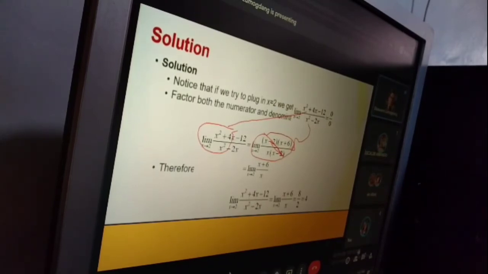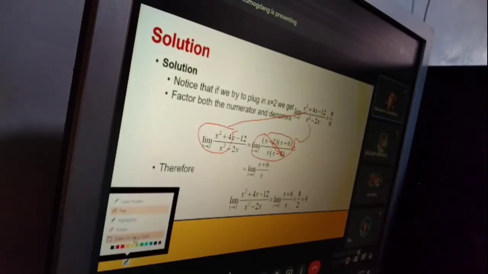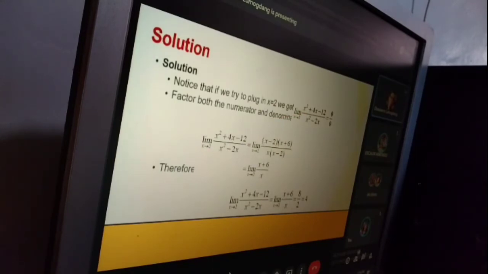Pwede ka na ngayong mag-direct substitution. Si x palitan mo ng 2. 2 plus 6 is 8 over 2 is 4. Na-gets na? Naintindihan na? Opo, okay na po. Salamat po, salamat.